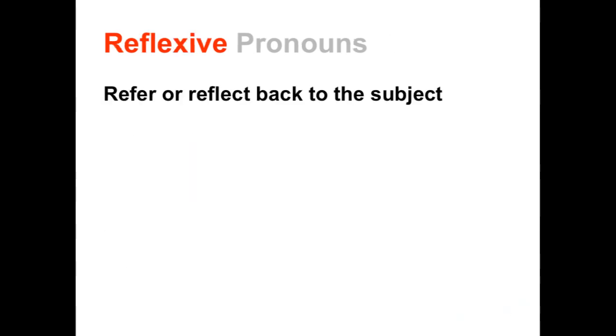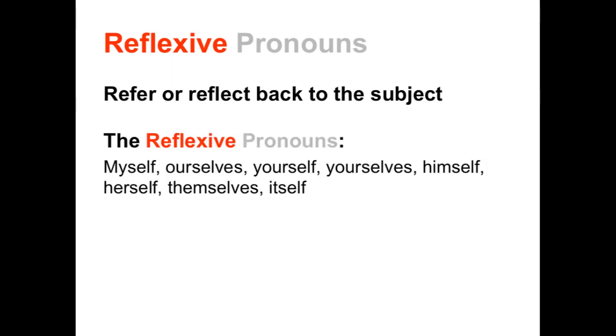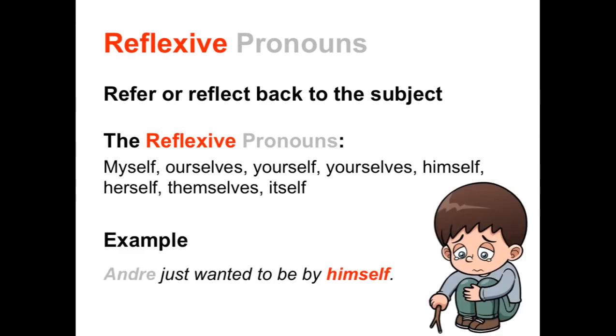Reflexive pronouns. Reflexive pronouns refer or reflect back to the subject of the sentence. Here are the reflexive pronouns: myself, ourselves, yourself, yourselves, himself, herself, themselves, itself. And here's an example of a sentence using a reflexive pronoun. Andre just wanted to be by himself. It is essential that we use a reflexive pronoun here to complete the sentence, because if we used a personal pronoun, we'd be expressing a sentence with an entirely different meaning. For example, Andre just wanted to be by him. It doesn't mean the same thing. Or Andre just wanted to be by he. This also doesn't mean the same thing, but is now using incorrect pronoun case.